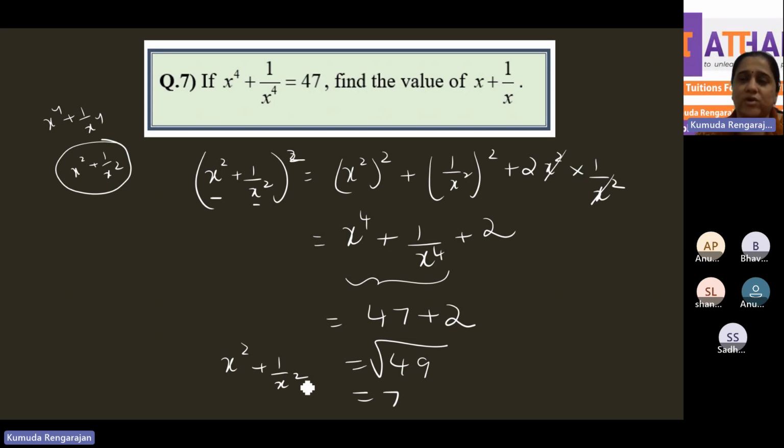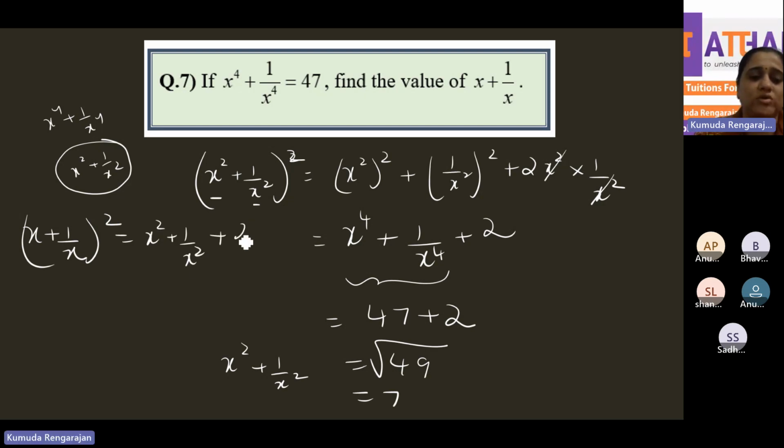Now, after finding x squared plus 1 by x squared, you should find x plus 1 by x. You want to find x plus 1 by x, right? You write that and square it. And write the identity: x squared plus 1 by x squared plus 2 into a into b. That is, (a plus b) the whole square is a squared plus b squared plus 2ab. You must write what you want to find, x plus 1 by x. Square it and write the identity.